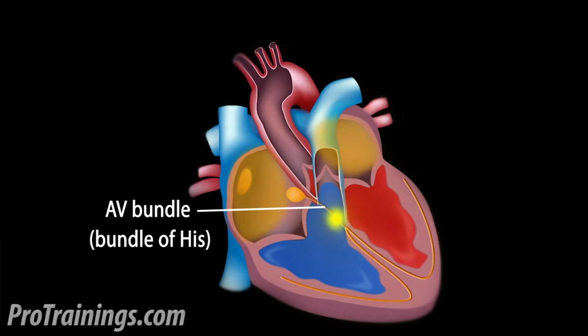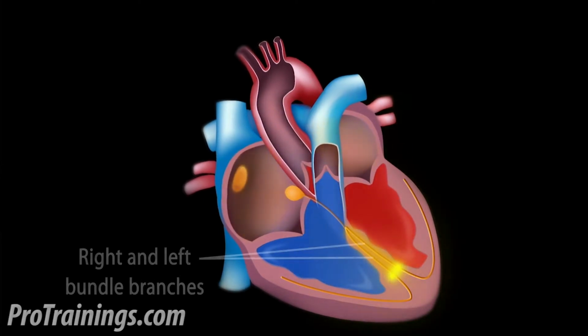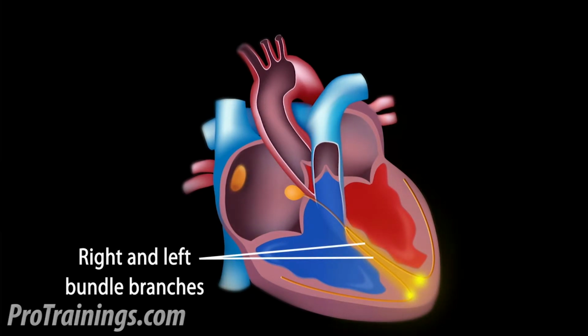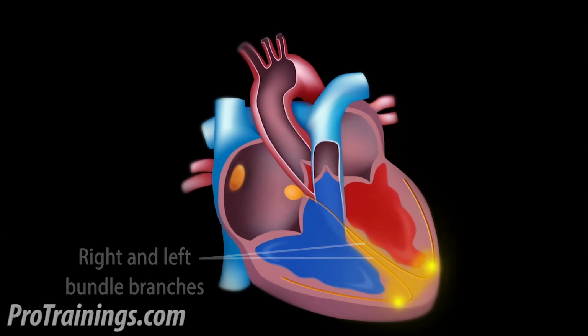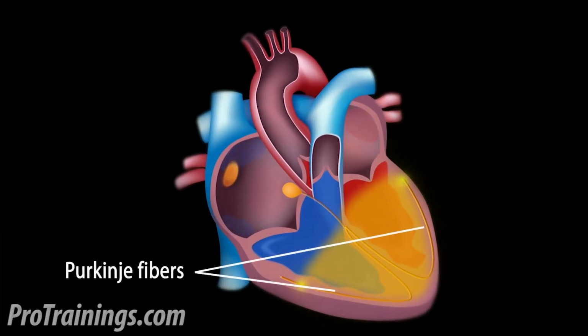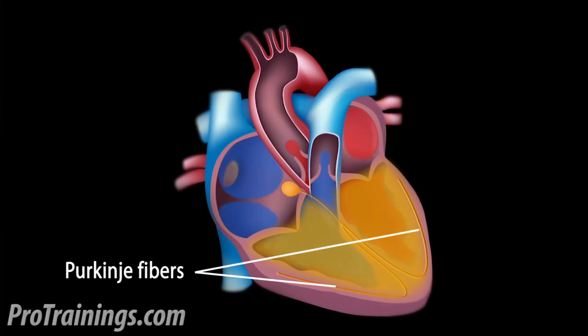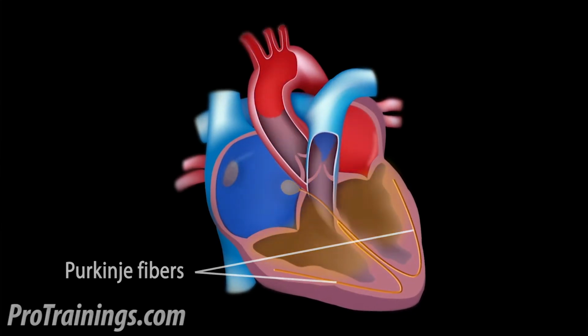Now, after the impulse reaches the bundle of His, it travels down the length of the interventricular septum and leads to the left and right bundle branches, of which the left bundle branch has two fascicles because the left ventricle is larger than the right ventricle. These bundle branches terminate into the Purkinje fibers, which depolarize the ventricular cells and cause the ventricular muscles to contract.